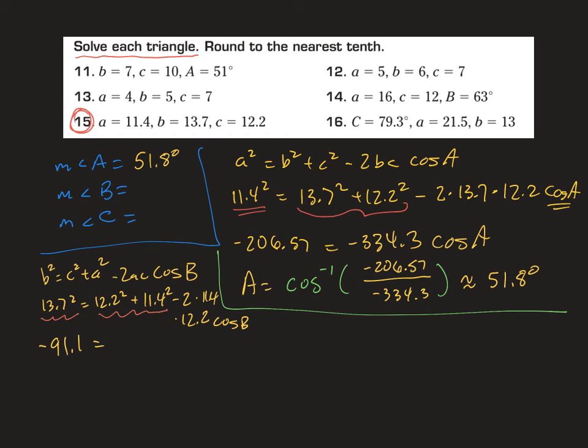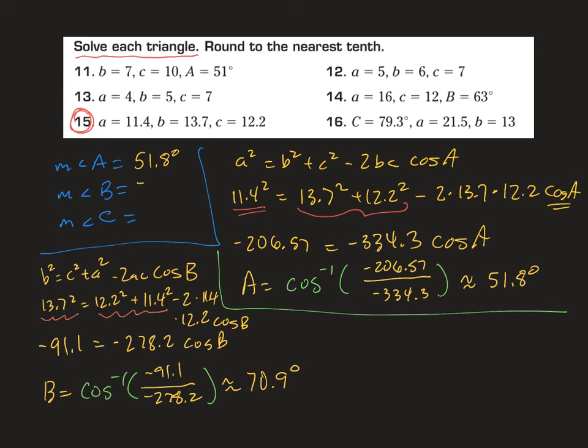And I also computed 2 times 11.4 times 12.2, and that is negative 278.2 cosine B. So we know that angle B is going to be the inverse cosine of that division, negative 91.1 divided by negative 278.2. And when I compute that, I get approximately 70.9 degrees. So I'll put that in for angle B.